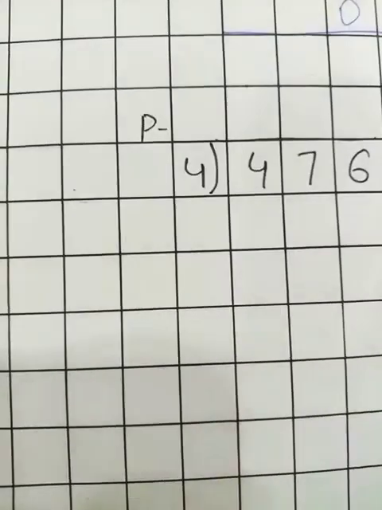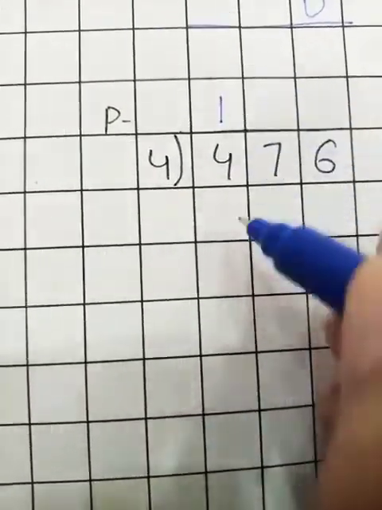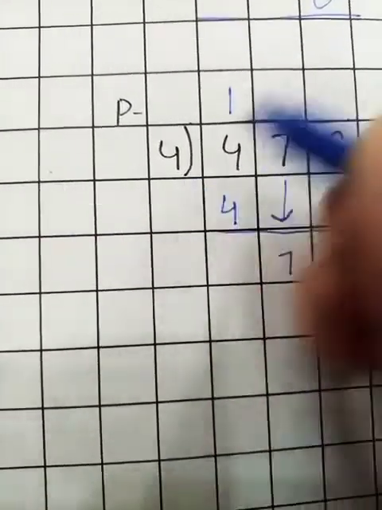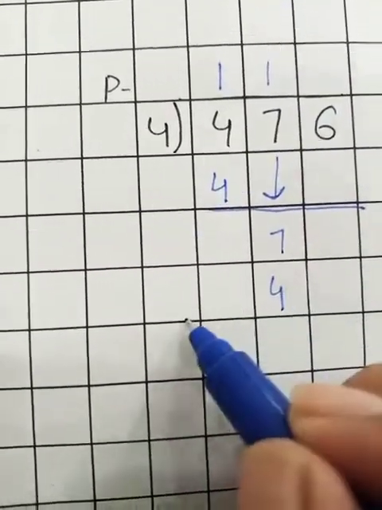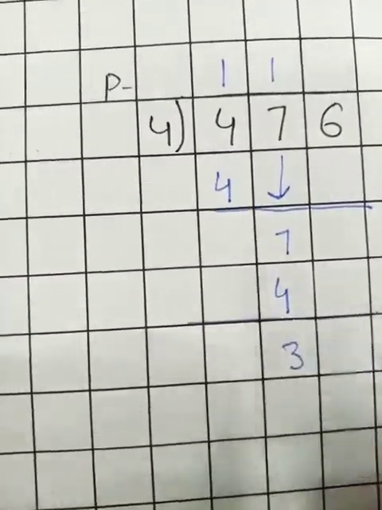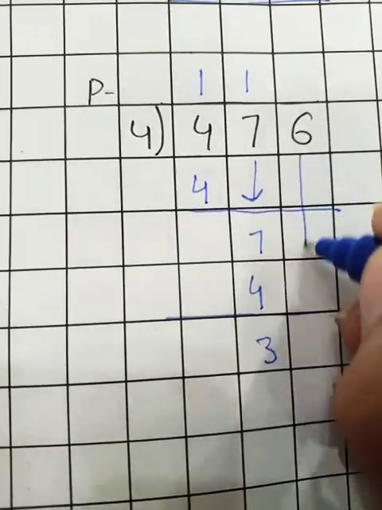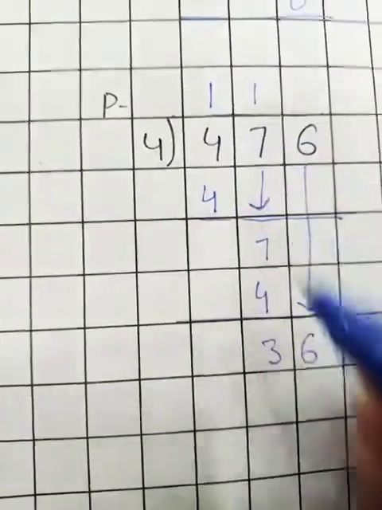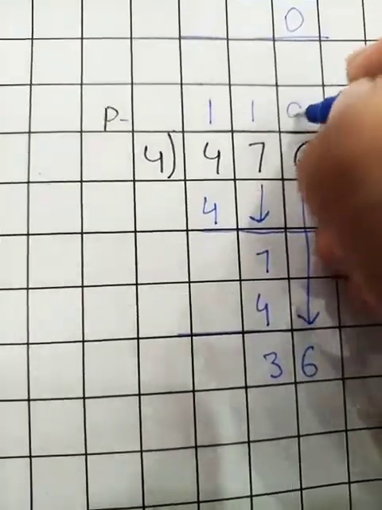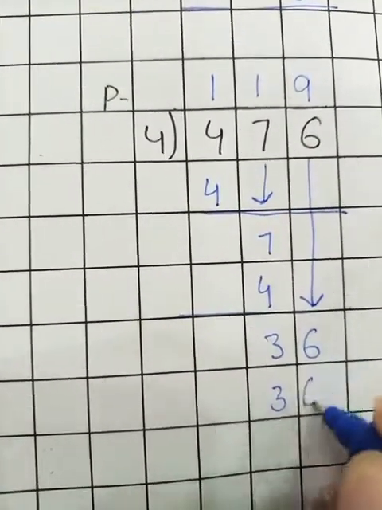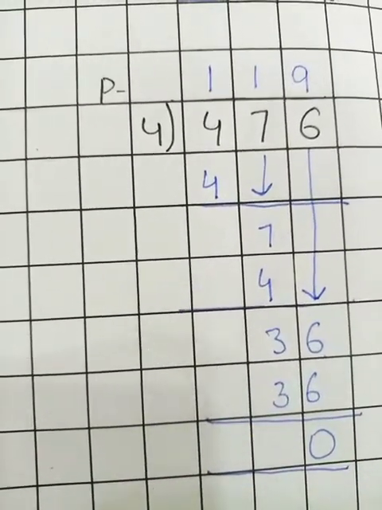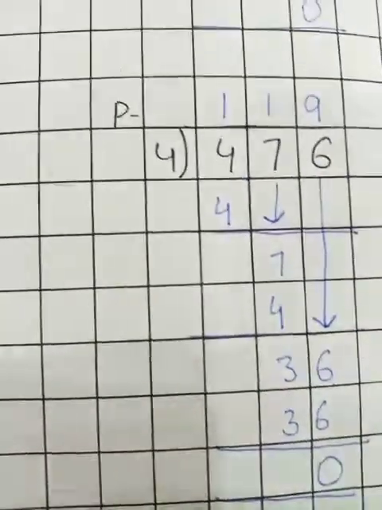Next is part P. Students, 4 ones are 4. 4 minus 4 is 0. So bring the 7 down here and 4 ones are 4 again. 7 minus 4 is 3. Now we have to bring this 6 down because this 3 is smaller than the divisor. Now this will become 36. Read the table of 4 to get 36. Yes, 4 nines are 36. Very good. Now students, 36 minus 36 is 0, and our quotient is 119.